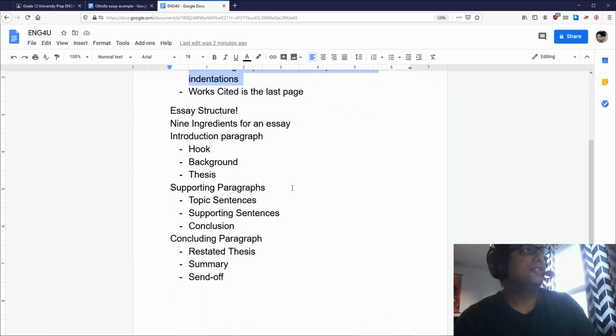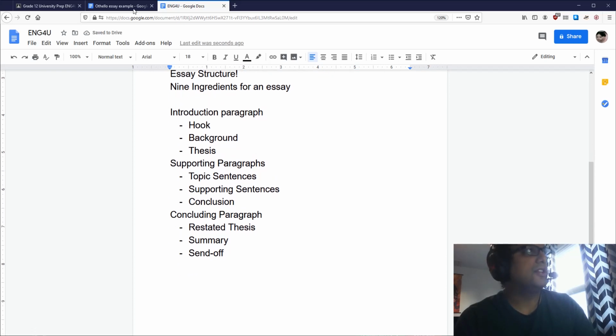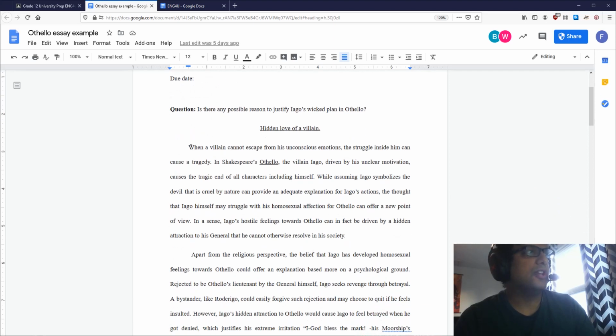Now, the other thing you need to do is you need to have 9 ingredients for an essay. So I'm just going to go through this essay and talk about how it has each of these ingredients. So we start things out with the hook sentence. Let's see what this person wrote. When a villain cannot escape from his unconscious emotions, the struggle inside him can cause a tragedy.